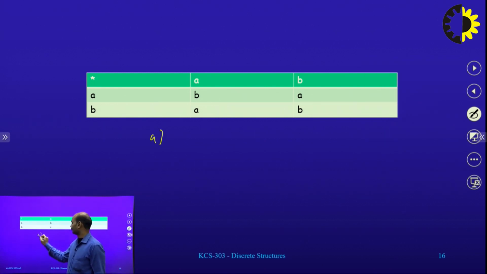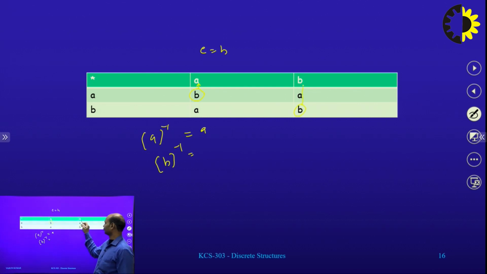What is A inverse? That is, we check the identity element. Identity element is B here. So what is A inverse? A inverse is A. What is B inverse? B inverse is B. So the inverse property is also satisfied.